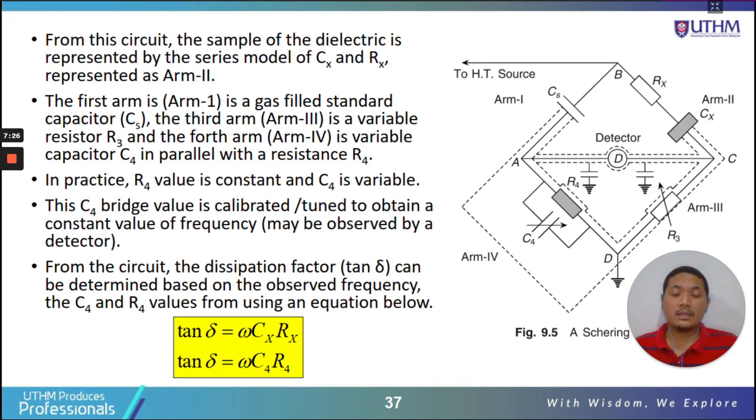So tan delta equals omega Cx Rx, which is also the same as tan delta equals omega C4 R4.